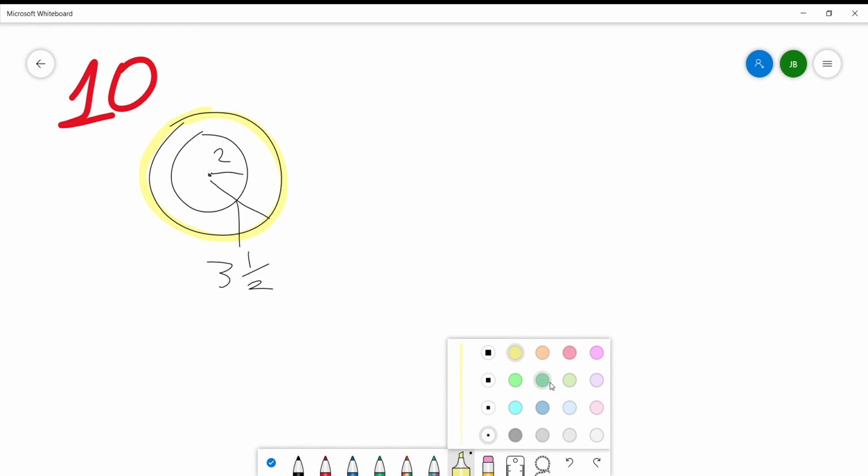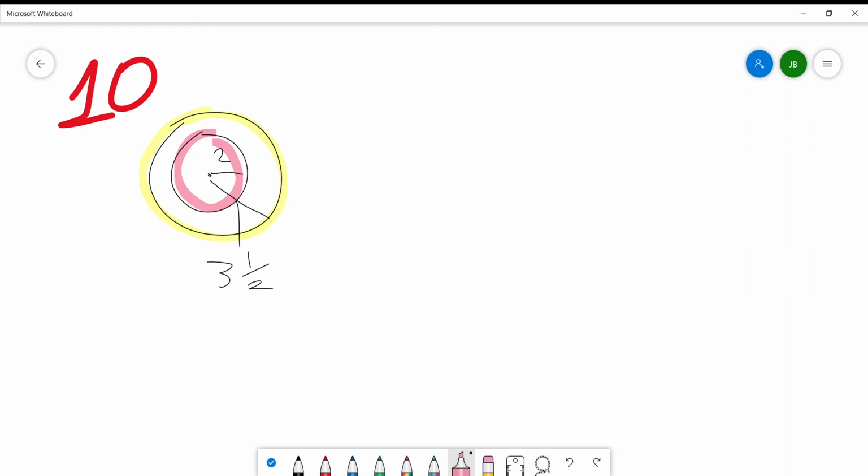Which one of these is red? Red, okay. Red is a negative number, right? We're going to subtract this area from the big area of a circle, so that we can find the area of the middle piece. So the area of a circle is pi r squared.